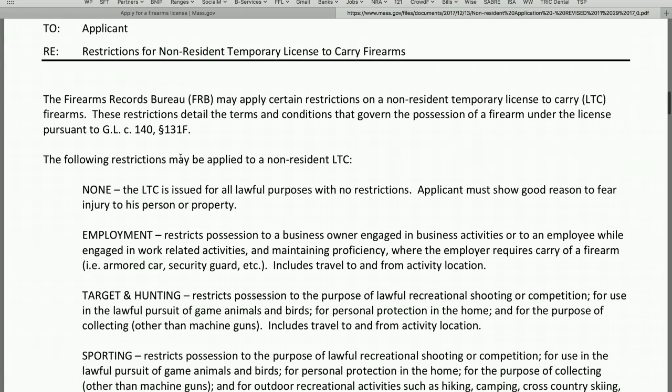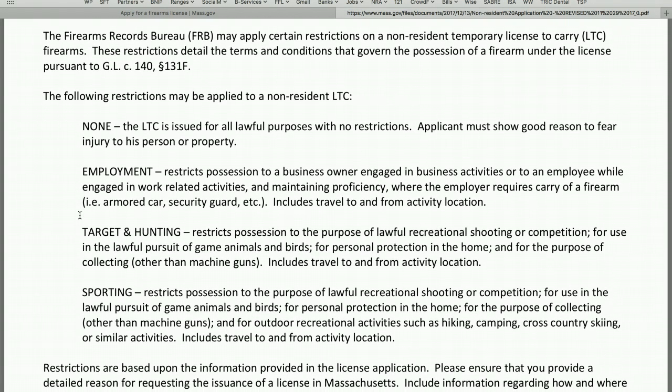So right here is the type of restrictions, right? The following restrictions may be applied to a non-resident LTC. This also applies to regular residents too. A lot of people think there's still a Class B. There is no Class B LTC anymore, right? They're not issuing those anymore. The only ones that are active are the ones that have already been issued, and they're just waiting for them to die out. All right, so you can take the time right here to read the type of restrictions that you can have, right?